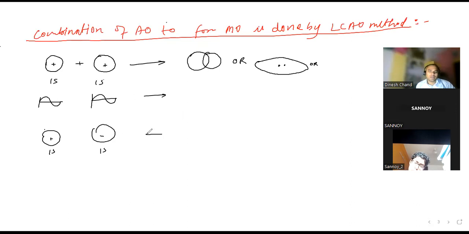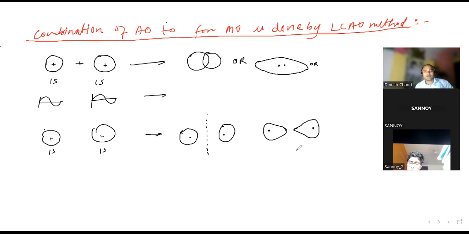Okay, here it will be destructive. So the atoms are going to be away, not nearer. So what is the shape? You simply write here the electron will be there, and one will be here. There is a distance. This will come like that. In this case, the electron is going away. Here is electron and here is electron. So this is called bonding, BMO, and this is called ABMO.